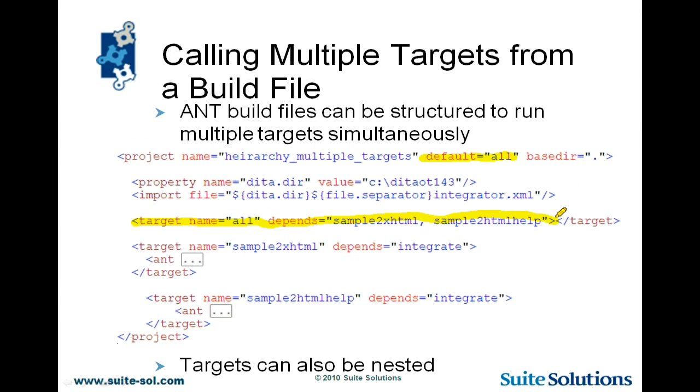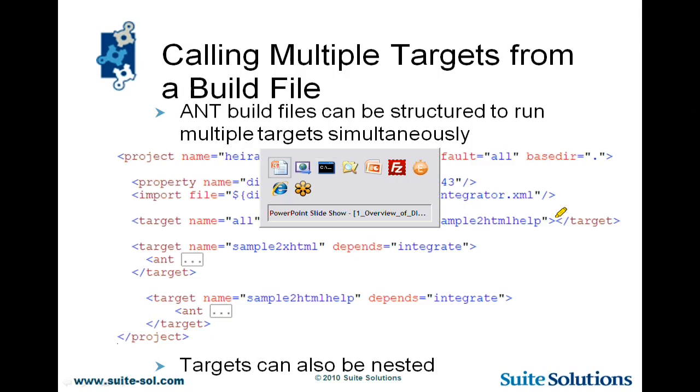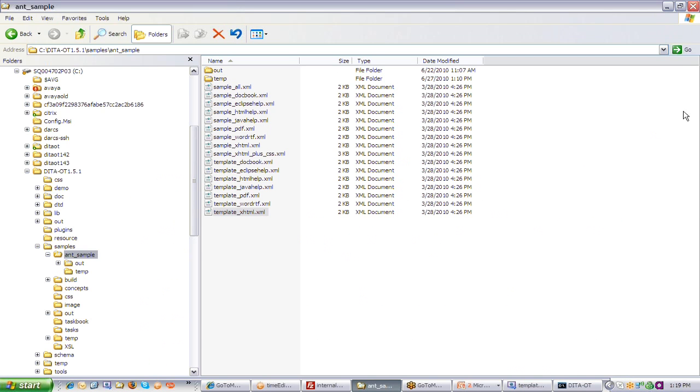Now the next bullet is even one step beyond that, which is saying besides just running a list of targets, they can also be organized in a way that makes it easier for us to get the output we want with the least amount of effort. So one way of doing that is by nesting targets. So let me just show you an example from my samples here.